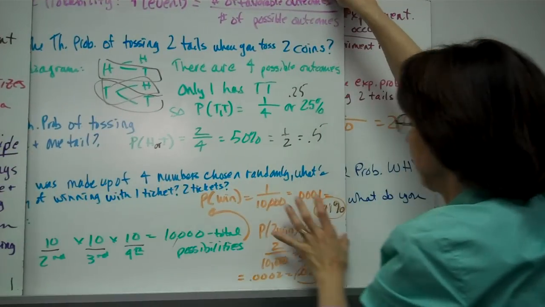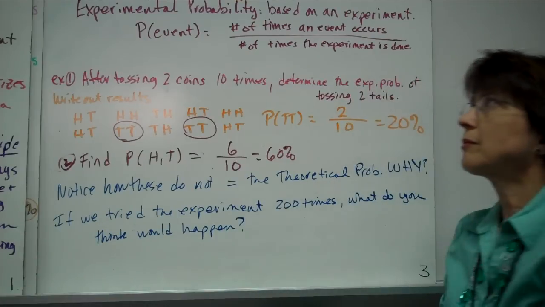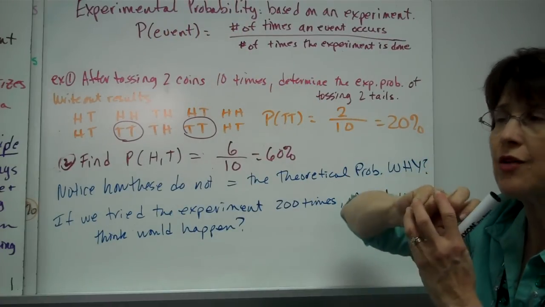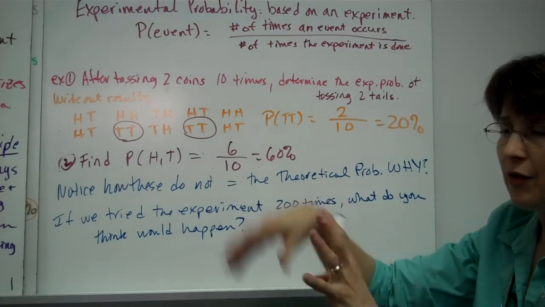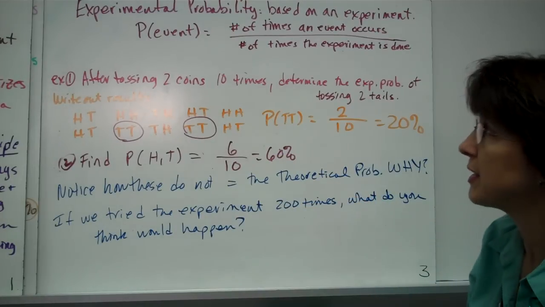Okay, so that's theoretical probability. Now we're going to talk about experimental probability. That's based on an experiment, which is why it's called experimental. It's actually doing the thing, not a theory. Here are the possibilities, but this is what actually happens when I really do toss those coins.